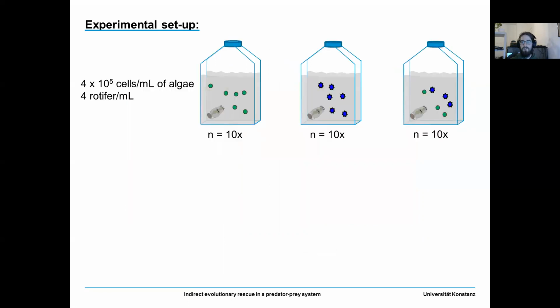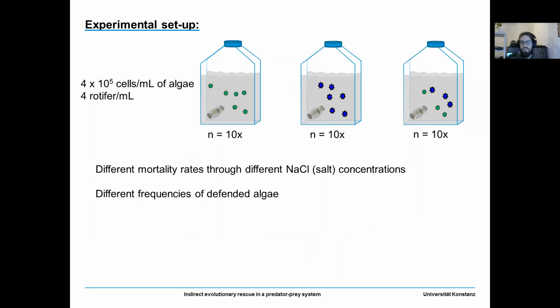At the start of the experiment, I always have the same density for the predator and for the prey population. I only change the mortality rate of the rotifer through adding sodium chloride, from now on just called salt. And this adding of salt does not impact the growth rate of the prey population. At the start of the experiment, I can then again change the frequencies of the defended algae clones.